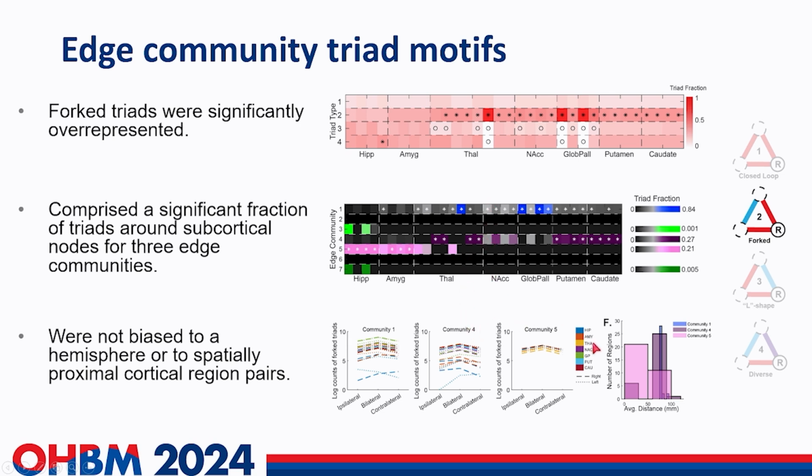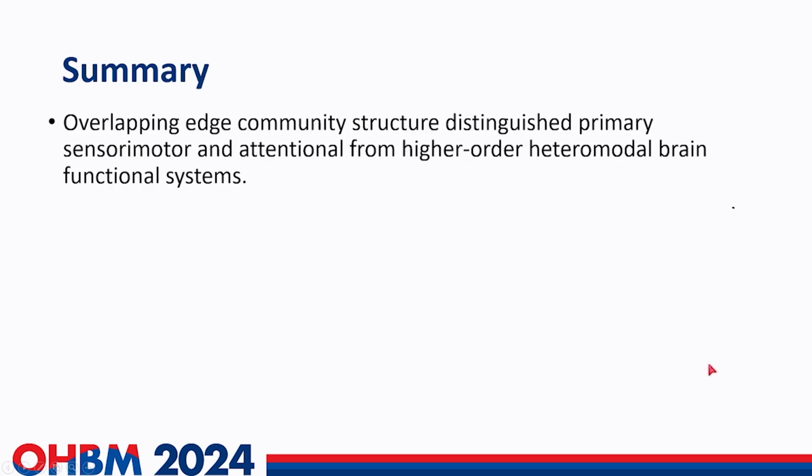And then finally, looking at any sort of distance relationships between the two cortical nodes. Are these fork triads that are significantly overrepresented just two adjacent cortical nodes, or two cortical nodes that are close together in space? This is colored by edge community. You can see there is a distribution. Some are close, but there is a distribution there. So it's not just nodes in the cortex that are very close to each other in space that are being represented here in these fork triads in the brain.